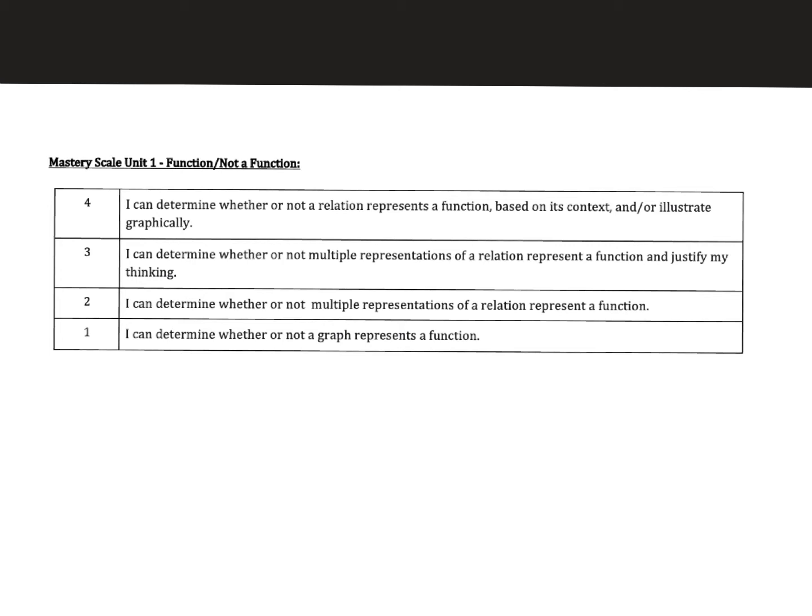So remember, you will never have a level 4 or level 3 question that just says, give me yes or no. You need to be able to tell me why, so that's pretty important. And then 4 would be something that's a little bit more challenging. We'll talk about examples of level 4 questions later.